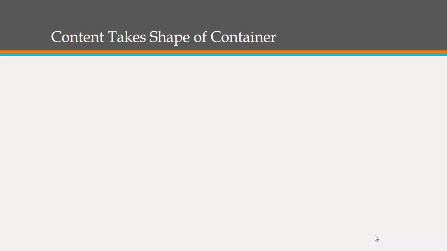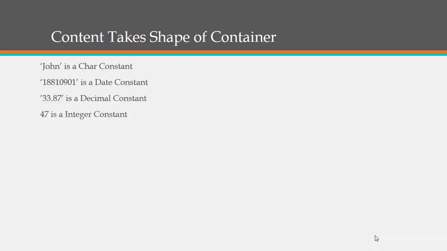Content takes the shape of the container. So John is a character type constant and 1888 is a date type constant. 33.87 is a decimal type constant and 47 is an integer type constant. Now if we create a variable C1 which is of type character, and if we assign this date constant to the character variable, then it will not be stored as a date in C1. It will be stored as character type.